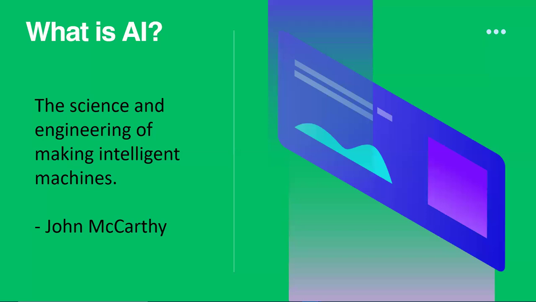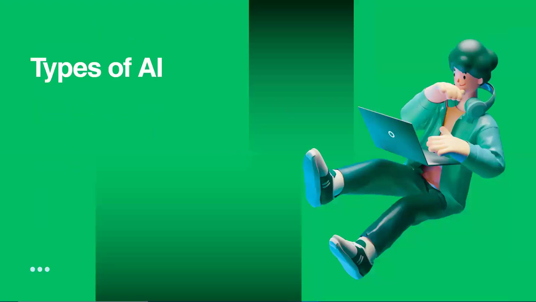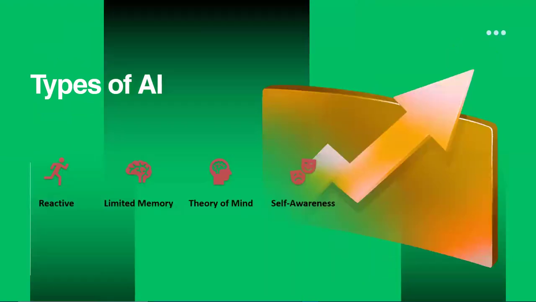Next on our list, we'd like to look at how many types of artificial intelligence there are. We've already seen that AI is the art and science of creating intelligent machines. How many types of AI do we have? Basically, there are 4 types of AI. We have the reactive AI, the limited memory AI, the theory of mind, and the self-aware AI. So these are the 4 main types of AI.